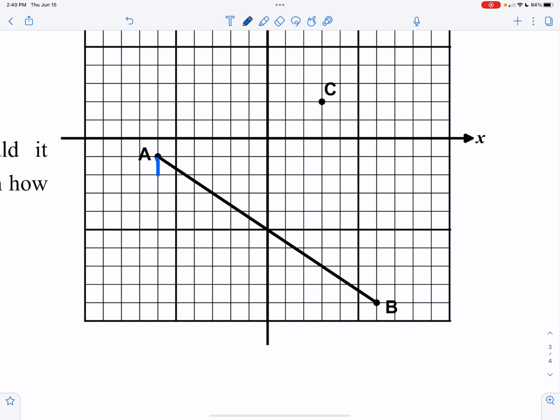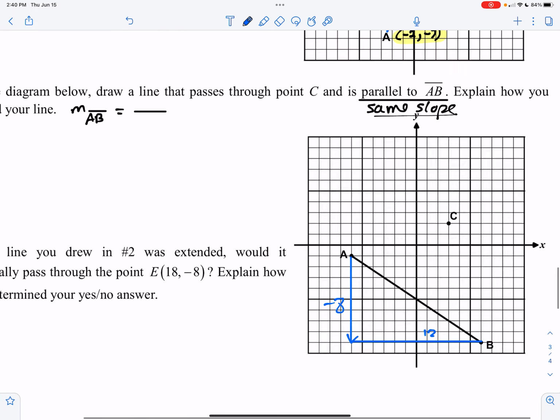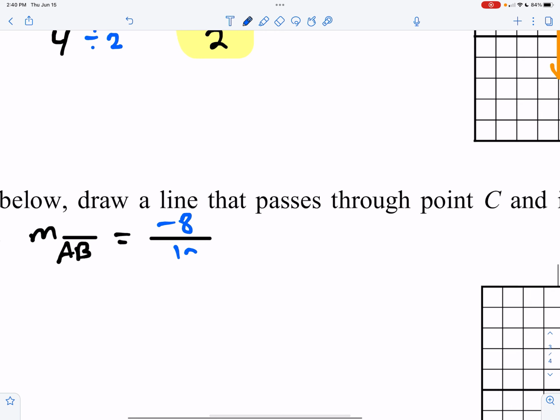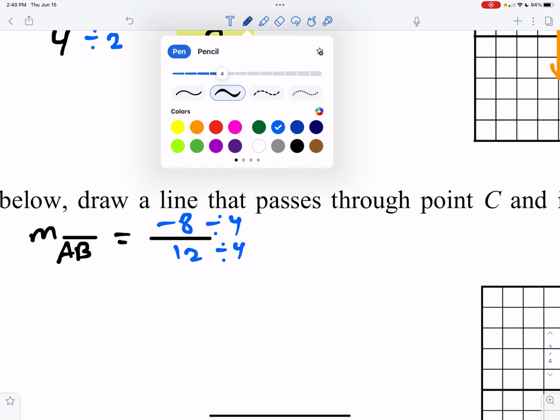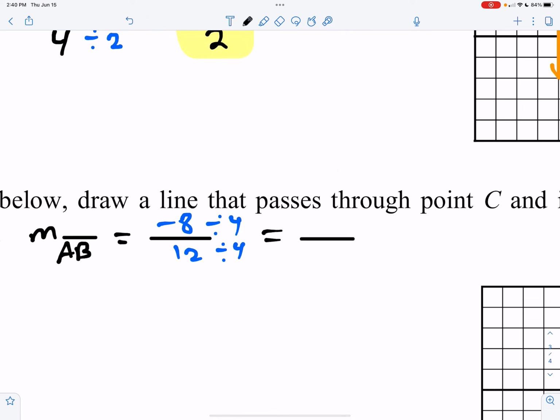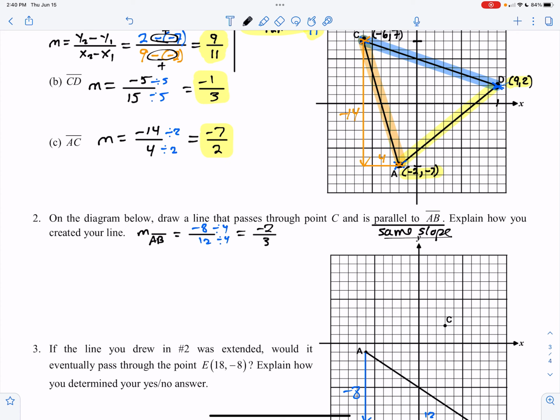We're going to go down 1, 2, 3, 4, 5, 6, 7, 8. Down 8. The rise is negative 8. And a run of 1, 2, 3, 4, 5, 6, 7, 8, 9, 10, 11, 12. Run of 12. So I have a rise of negative 8, run of 12. I need to divide the largest number into both of these. That would be 4, so that I could reduce this. And I get negative 2/3. Okay, that's my slope.